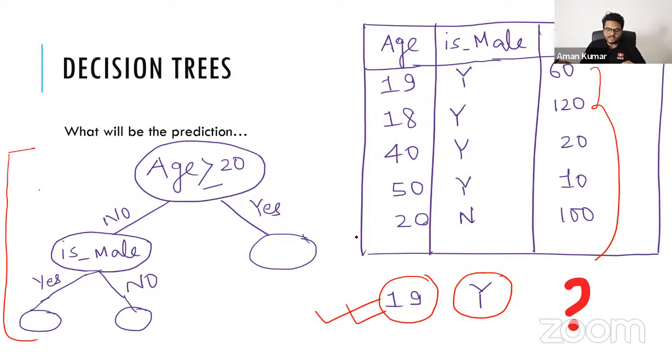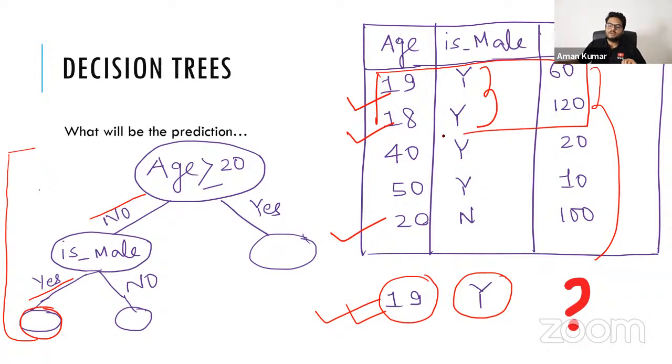So where will 19 go and why? This is your tree. If your age is 19, age greater than or equal to 20 is no, so it will come this side. And is male yes means this side. How many records will come here? Age less than 20 qualifies these two ages, and if it's male, then these two qualify, which means these two records go on that side. How are you guys saying 60? I don't know.